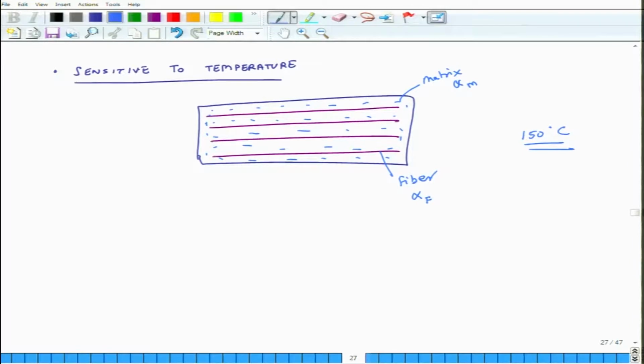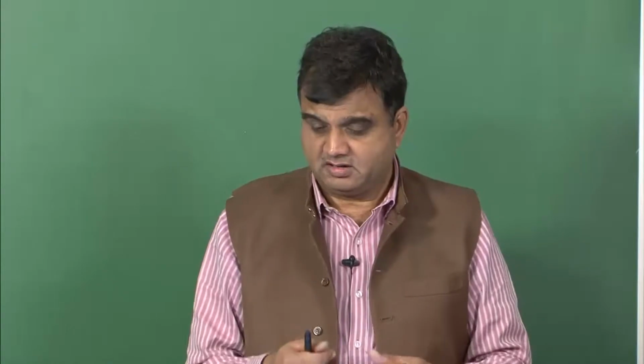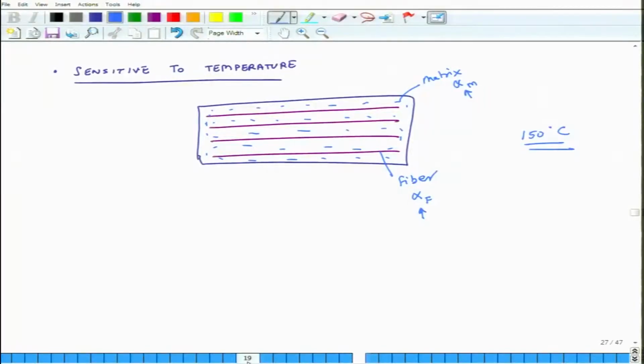Now, everything is cured, and then the temperature of the composite comes down to room temperature. What will happen? Fiber will now try to contract, it will not have freedom to contract. When it was in fluid, it had freedom to expand, but now it will try to contract, but the matrix is going to prevent its contraction, because now matrix is solidified, and matrix will also try to contract.